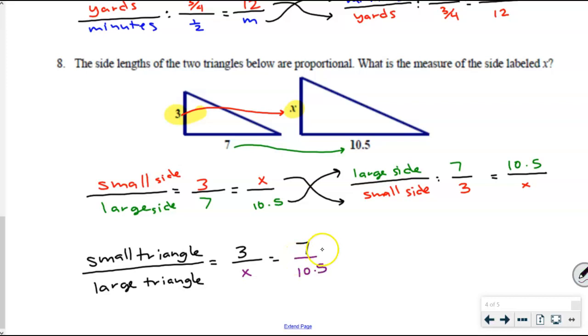Notice what is different here. Interestingly enough, these are all equivalent and they will all solve and give us the exact same result. But here I had the small sides written in red. Here I have the small sides stacked. Here I had the large sides in green, and here I have the large sides stacked. So that's another interesting way that you could have done it. If you started your proportion like that, please know that that is okay. There's nothing wrong with that.